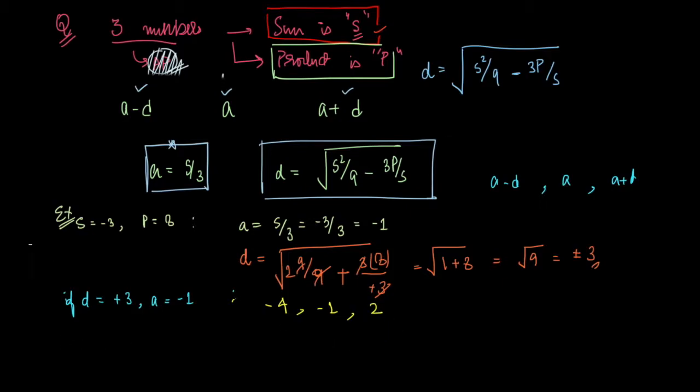And if we had a situation in which D was minus 3 and A was minus 1, then what would have happened is that our sequence would have just reversed. So you do the math, A minus D is minus 1 minus 3, that gives you 2. The middle term remains the middle term, which is minus 1, and this term becomes minus 4. So it's as though we get two answers for two different APs. And both these APs have the sum as minus 3. You add them up, it's minus 3, and the product is 8.